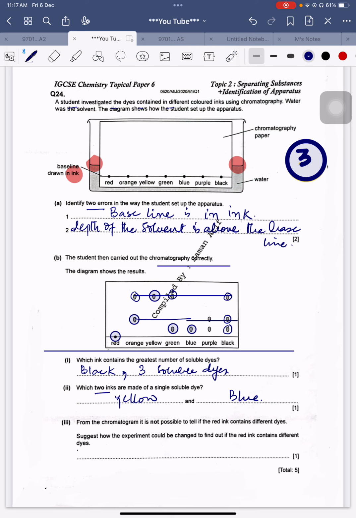Red is insoluble in water, so ethanol can be taken as a solvent. Okay, so this is the explanation related to this question.